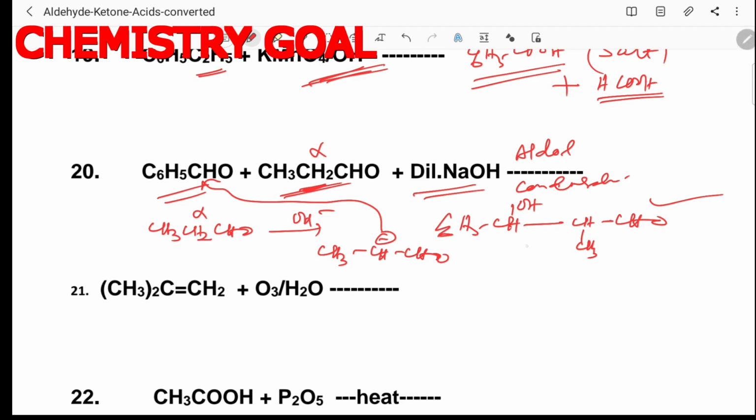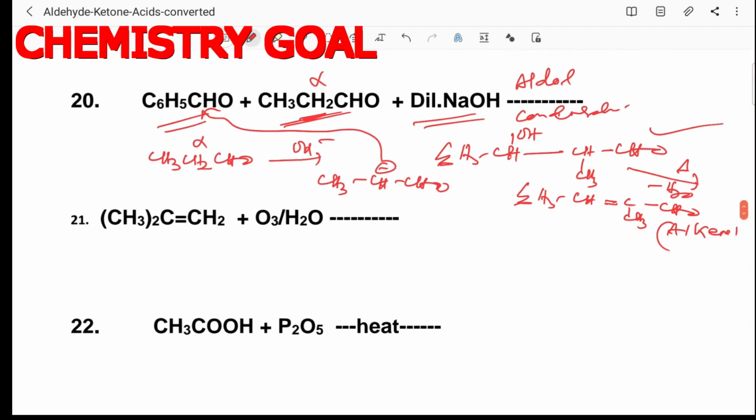And this, if you heat it, then it produces a water molecule. So the result is C6H5CH double bond C, then CH3, then CHO. That is alkene is formed. Corresponding alkene will be formed. We have to remember the side product of aldol condensation is alkene. We have to remember this. Okay.